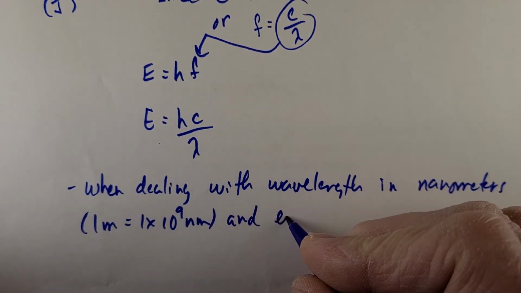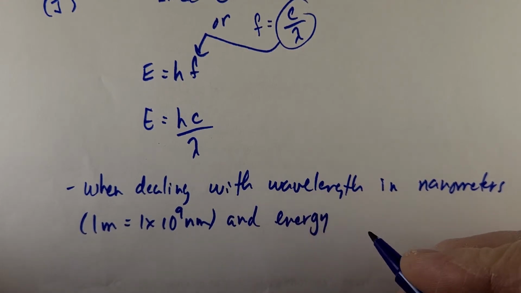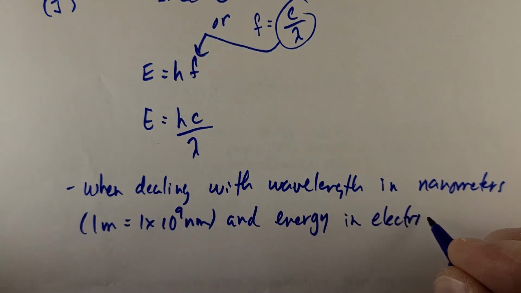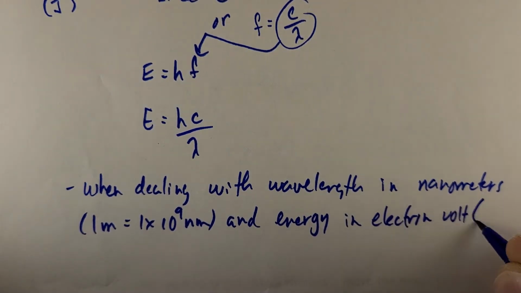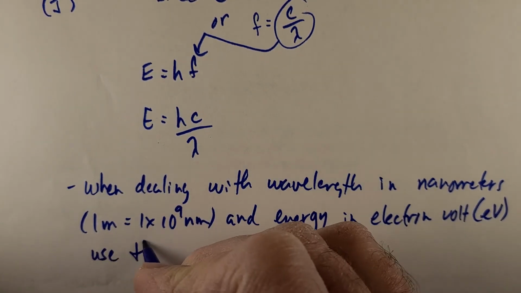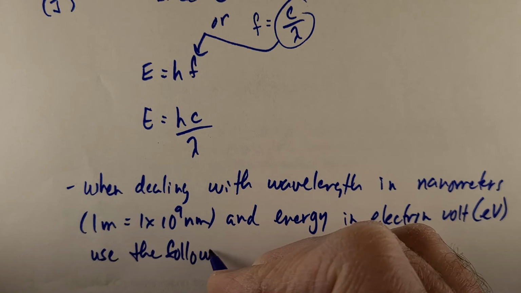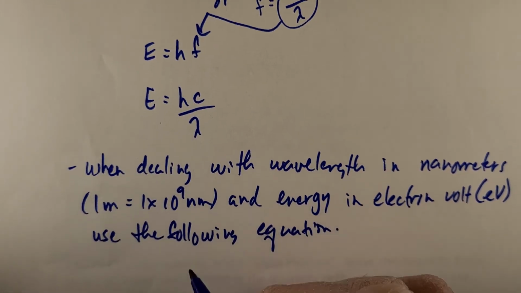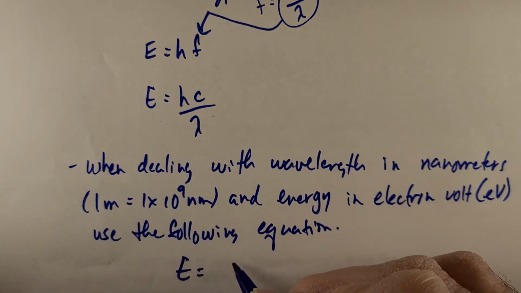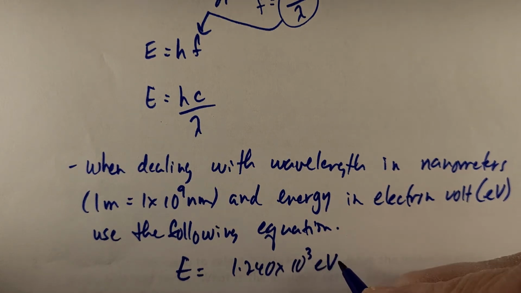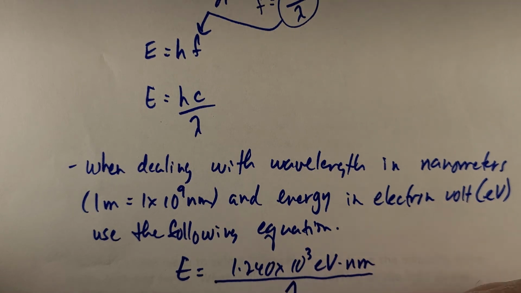and also looking at energy of single electrons, there's another unit of energy referred to as the electron volt, or eV. We can use the following, because in the little simulation we'll have to do that. So we can use this equation, which is E is equal to 1.240 times 10 to the 3 electron volts times nanometers over lambda.